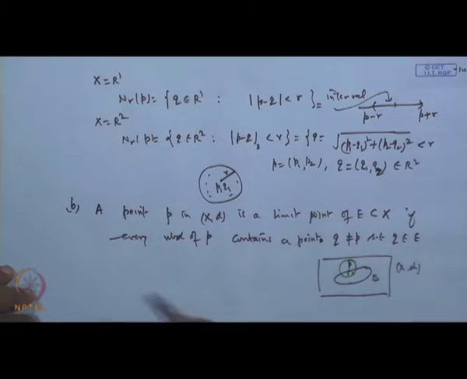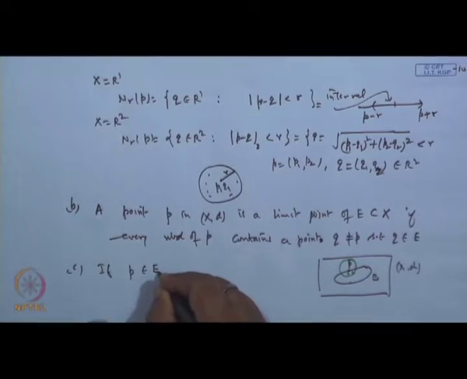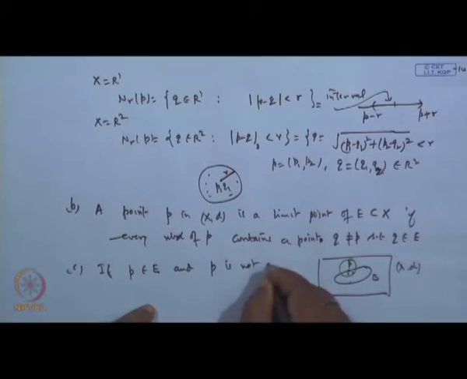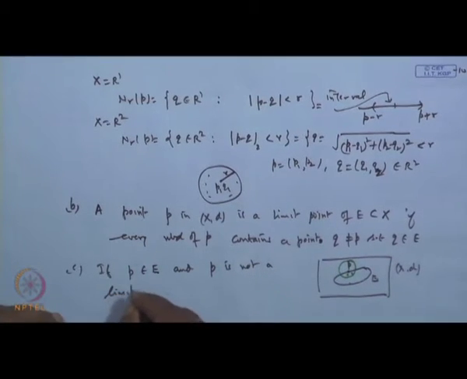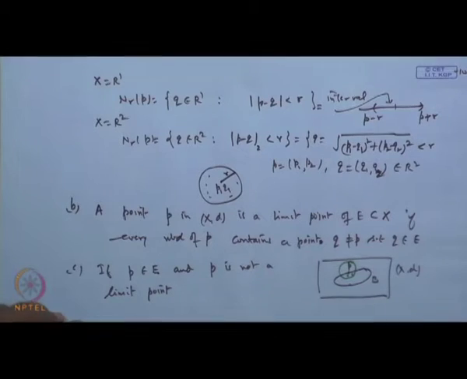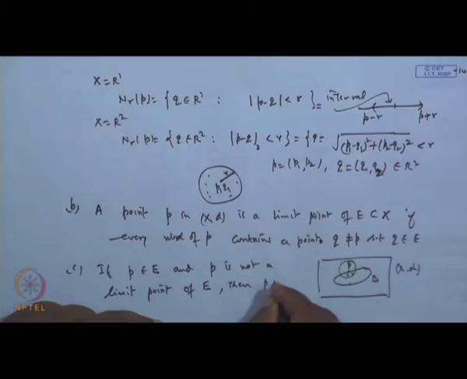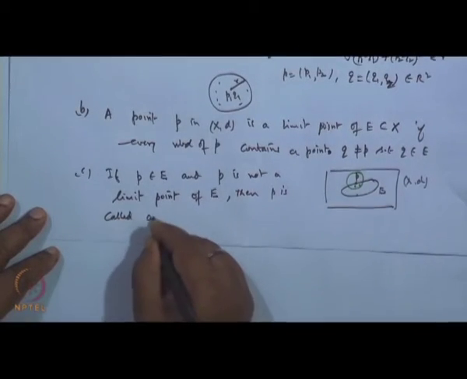Then the third definition is about the isolated point. If P belongs to E and P is not a limit point of E, then P is called an isolated point.